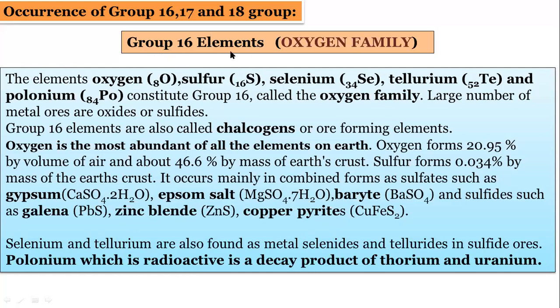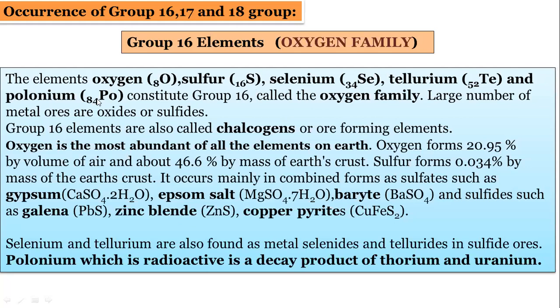Group 16 elements contain first oxygen, the head of the family, which has atomic number 8. Then sulfur, this is the symbol and its atomic number is 16. Selenium, Se, atomic number is 34. Tellurium, Te, is the symbol, and 52 is its atomic number, and polonium, Po, 84.